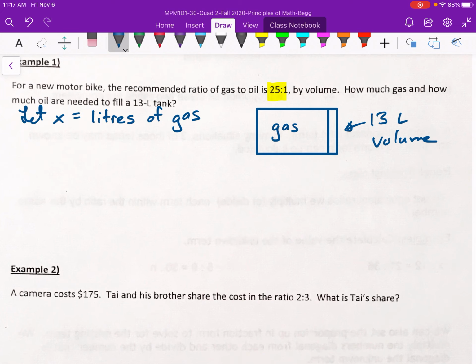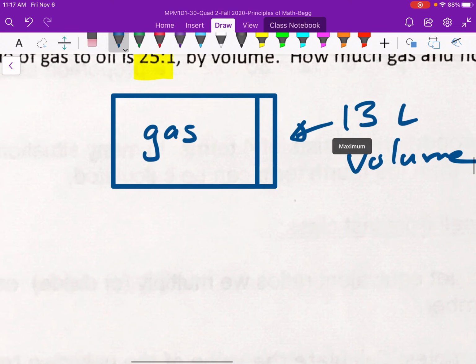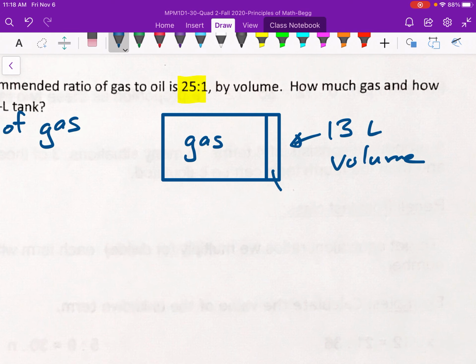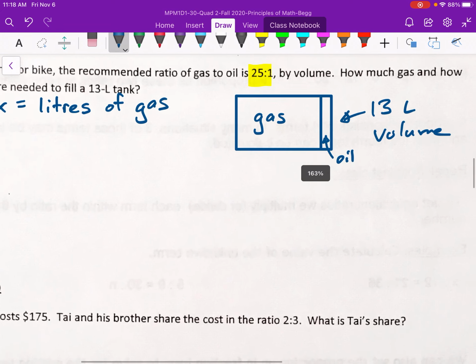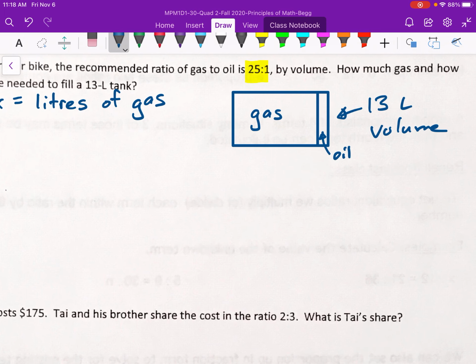obviously the gas and the oil are mixed together. I'm not trying to suggest that they're going to be separate in the gas tank. But if I just do it by representing the full gas tank, as far as proportionally how much is gas and how much is oil, it might be something like that. So I might think of that as parts, okay? So there's 25 parts of gas and 1 part of oil.